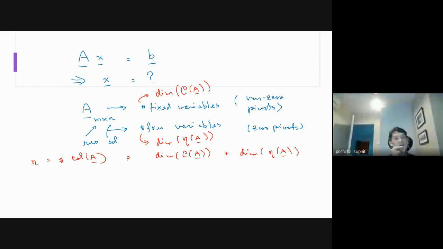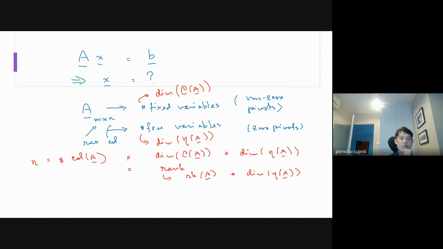oftentimes, when you have the matrix A in the equation, you have some fixed variables. If you have only fixed variables, it means that you can solve for a unique solution, right? Whenever you have free variables in the matrix A, then you will have infinite solutions. Okay. This dimension of the column space of A, sometimes we call the rank, or rank of A, plus the dimension of the null space of A.